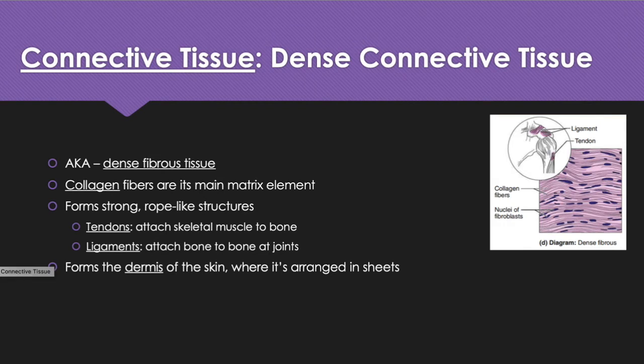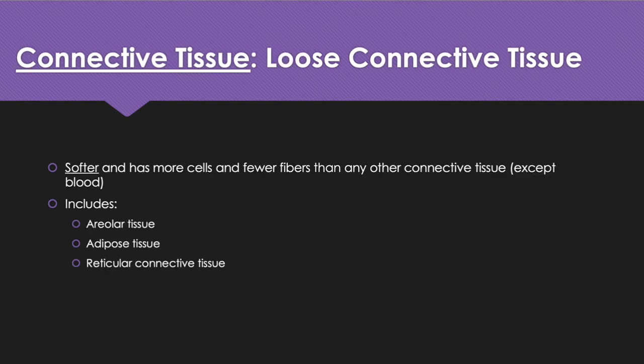There's also loose connective tissue. This is going to be softer, I guess, like you would imagine based on its name. And it's going to be because it has more cells and less fibers than other types of connective tissue. All of the other kinds, actually, except for your blood. This includes areolar tissue, adipose tissue, and reticular connective tissue. So we'll go through and talk about each of those.